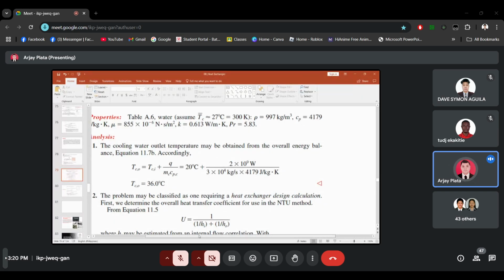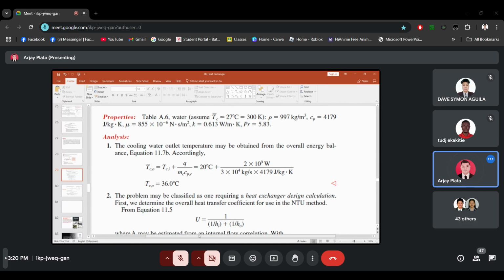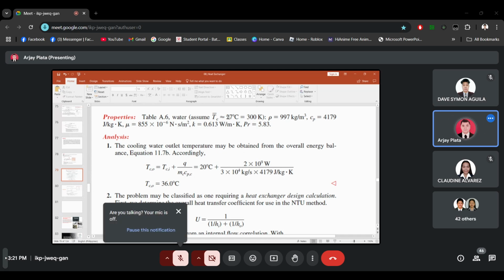So for us to be able to solve for the temperatures first, you have to find the properties of the fluids. Here, the given fluid is water. We can assume the temperature of water for us to be able to find the properties in the table. If you assume 20, you will get a different answer. It doesn't matter as long as your solution is correct. So you can assume different temperatures.